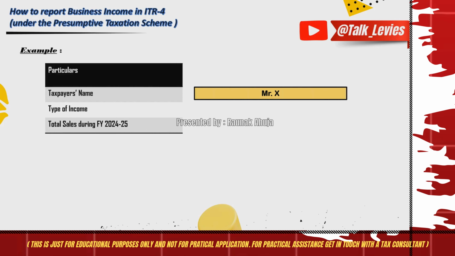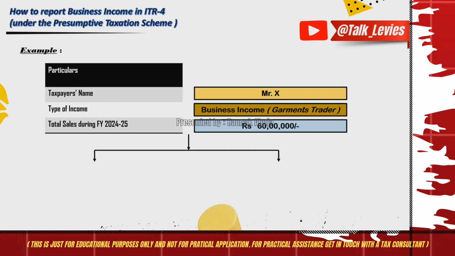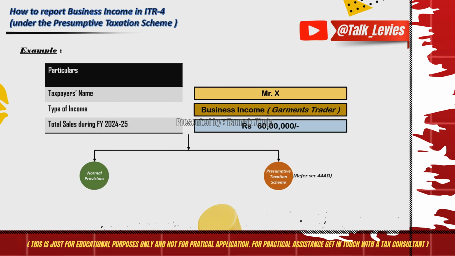Say the taxpayer's name is Mr. X. The type of income earned by Mr. X is business income, who is a garments trader, and the total sales during the financial year 2024-25 is rupees 60 lakhs. Now there are two ways to calculate tax for business income.